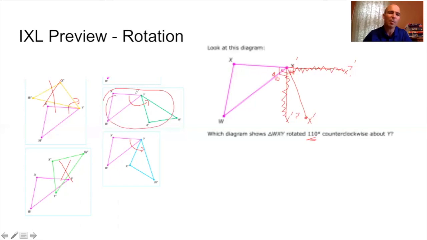Why am I saying that? Well, it looks like that could be 110 degrees because it's more than 90 degrees, whereas this one here is actually less than 90 degrees. That is why I'm saying that this is the right answer. Again, there's subtlety here.